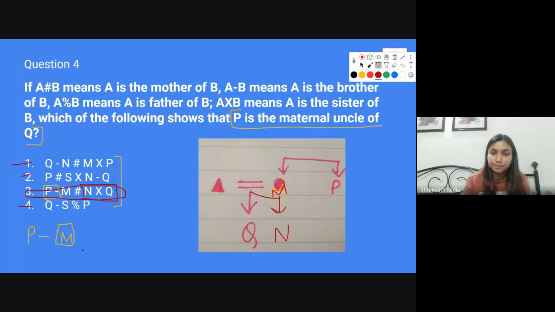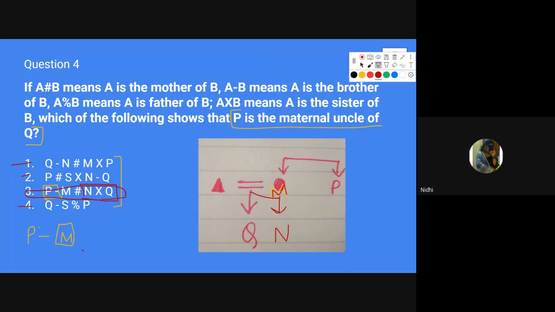Does anyone have any doubt right now? Is this fine? No, ma'am, it's clear. Clear, right?